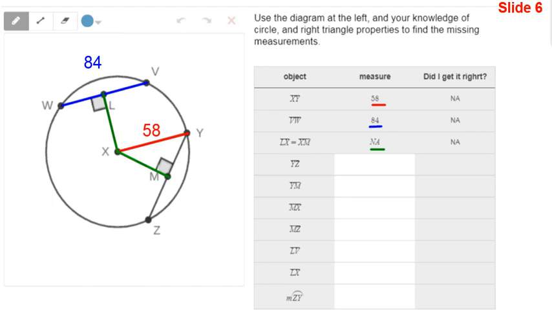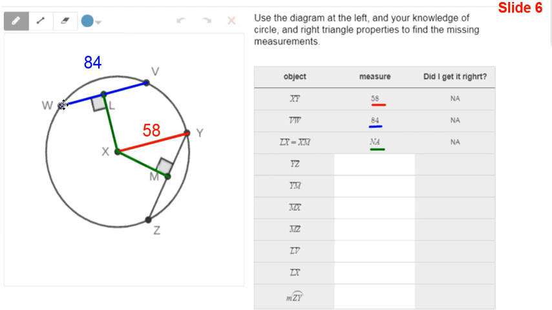If we label those pieces in our diagram, let's see how it can help us find the other remaining pieces. So if we start working on finding YZ next. YZ is a chord of the circle. And notice that it has a distance away from the center of XM. That distance is the same as XL, which ends up at another chord here, WV.